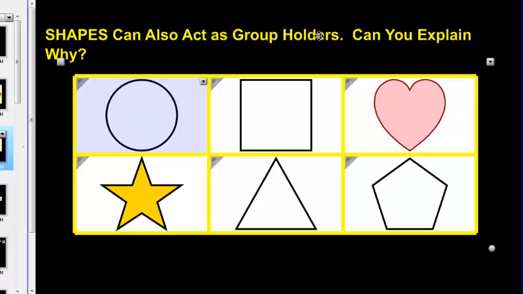Shapes can also act as group holders. Can you explain why? What you should be thinking is that any of these shapes can act as group holders because you can put stuff inside of each of these. If you imagine a circle or a hula hoop, you can put stuff inside of this. You can put stuff inside of a square, inside of a heart. This pentagon, it's got 5 sides. We'll learn about that in a few units. Don't worry if you didn't get that it's a pentagon. We'll learn about it in a few weeks. You can put stuff inside of all of these things so they can all act as group holders.